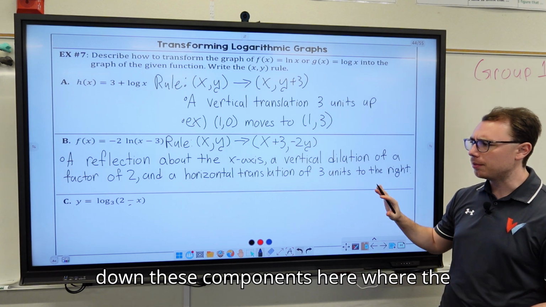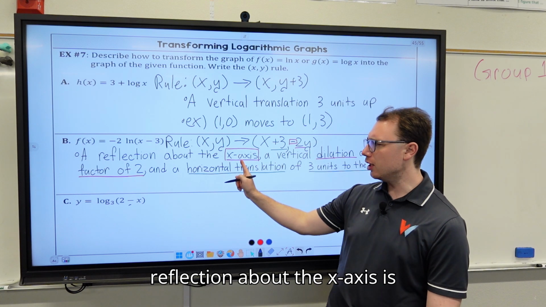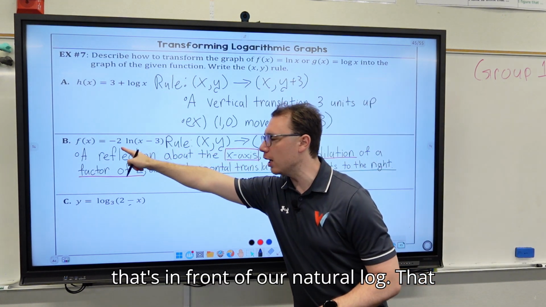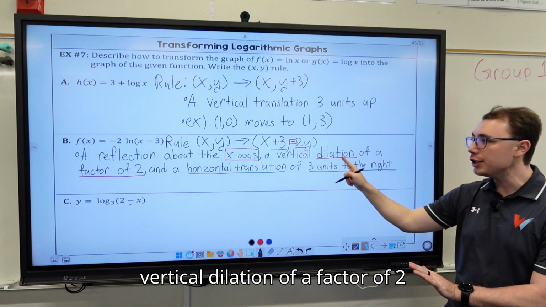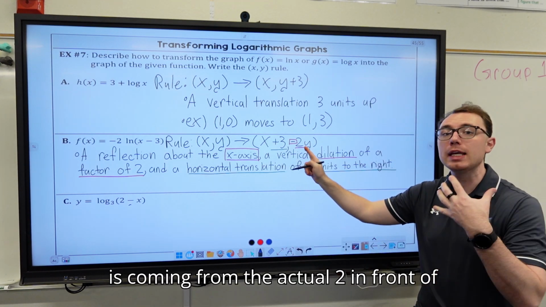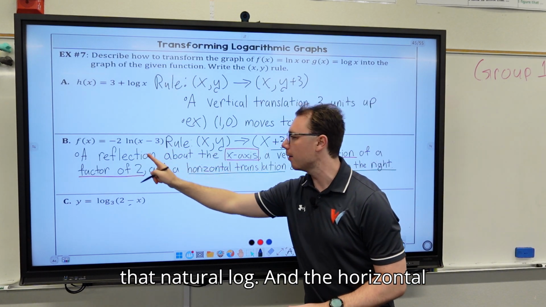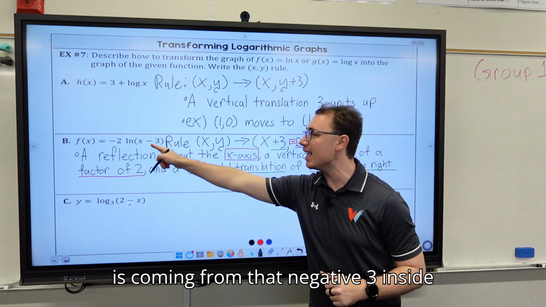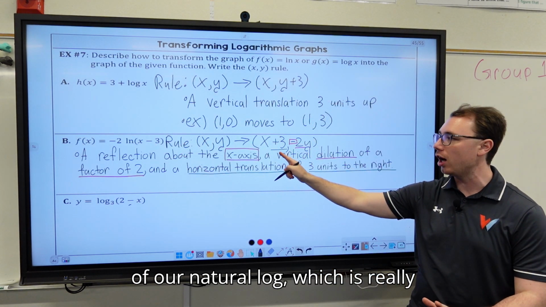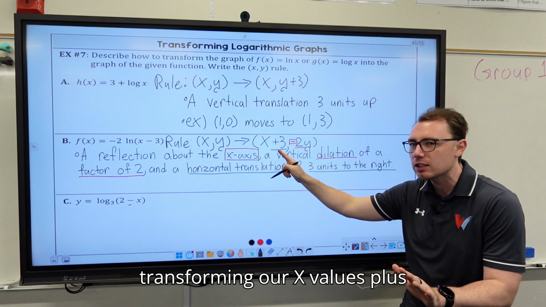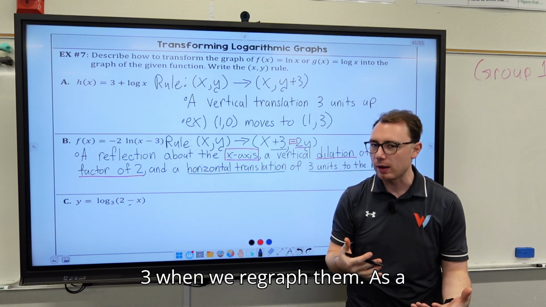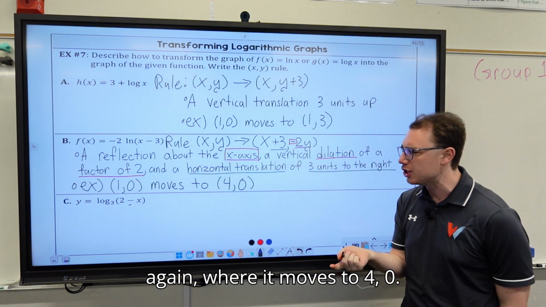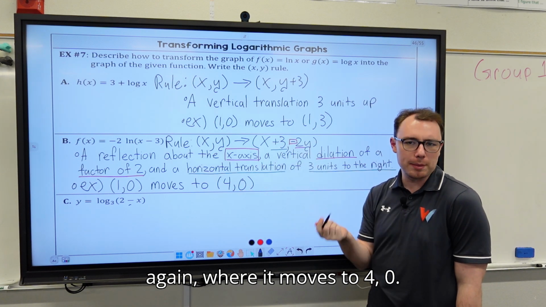I want to break down these components. The reflection about the x-axis is coming from the negative of the 2 that's in front of our natural log. The vertical dilation of a factor of 2 is coming from the actual 2 in front of that natural log. And the horizontal translation of 3 units to the right is coming from that minus 3 inside of our natural log, which is really transforming our x values plus 3 when we regraph them. As a general example, we can take that point 1, 0 again, which moves to 4, 0.